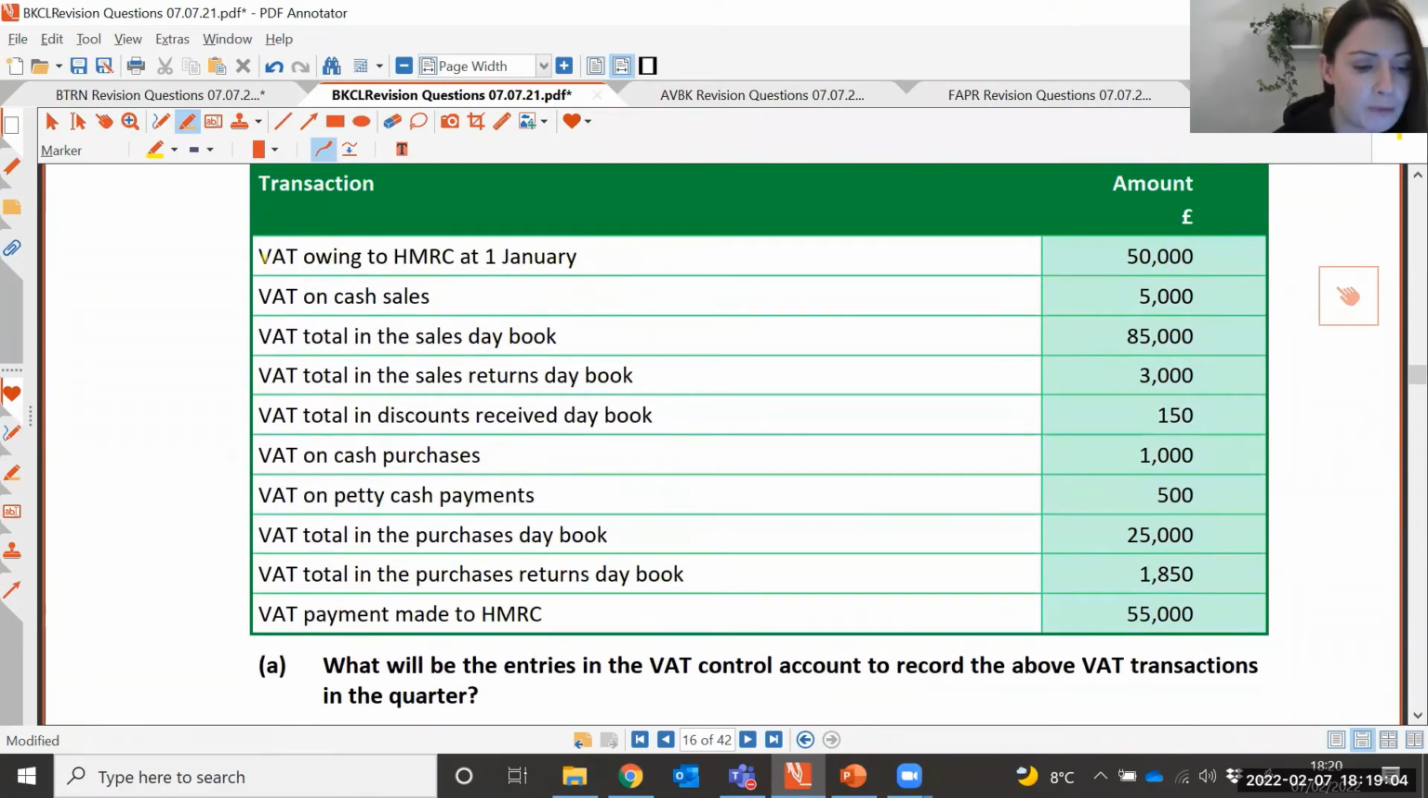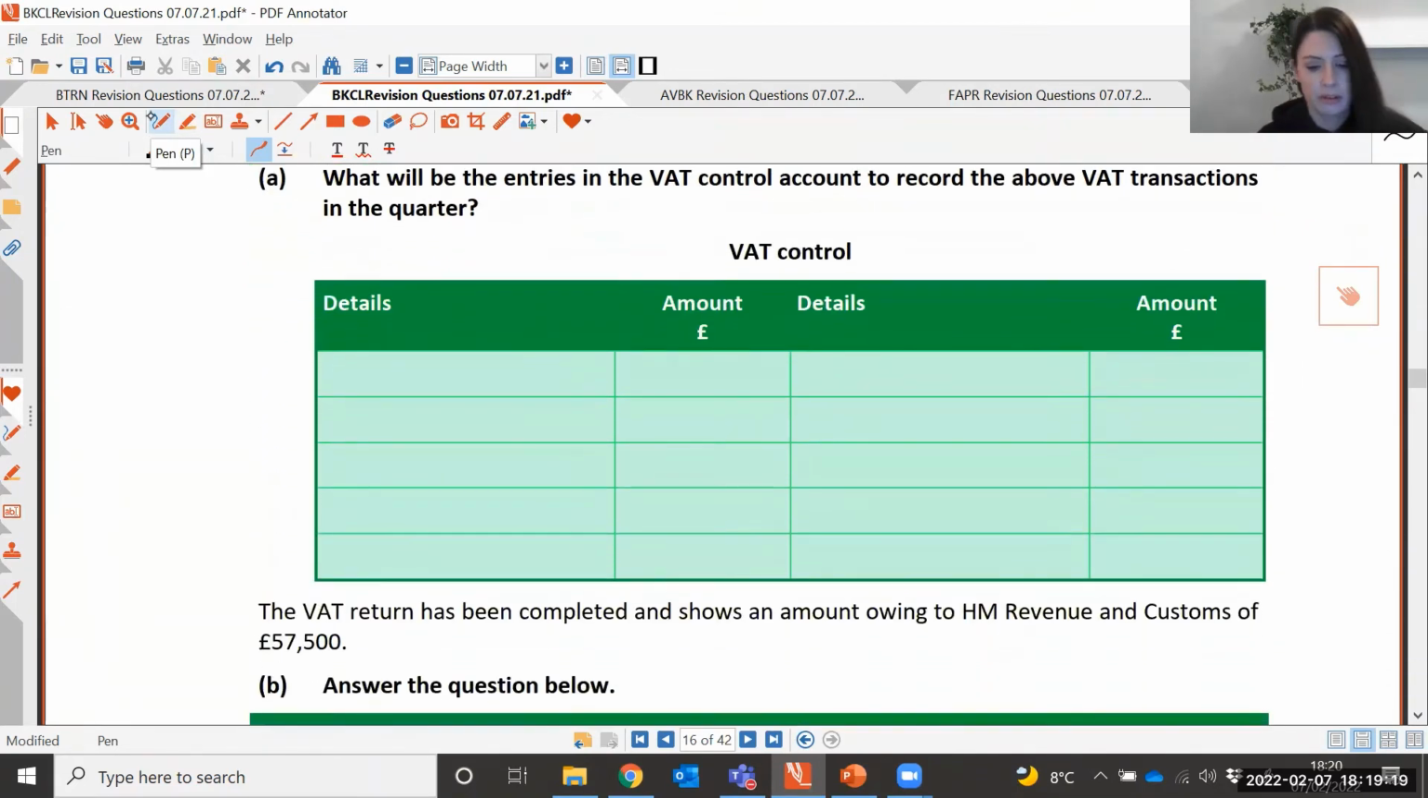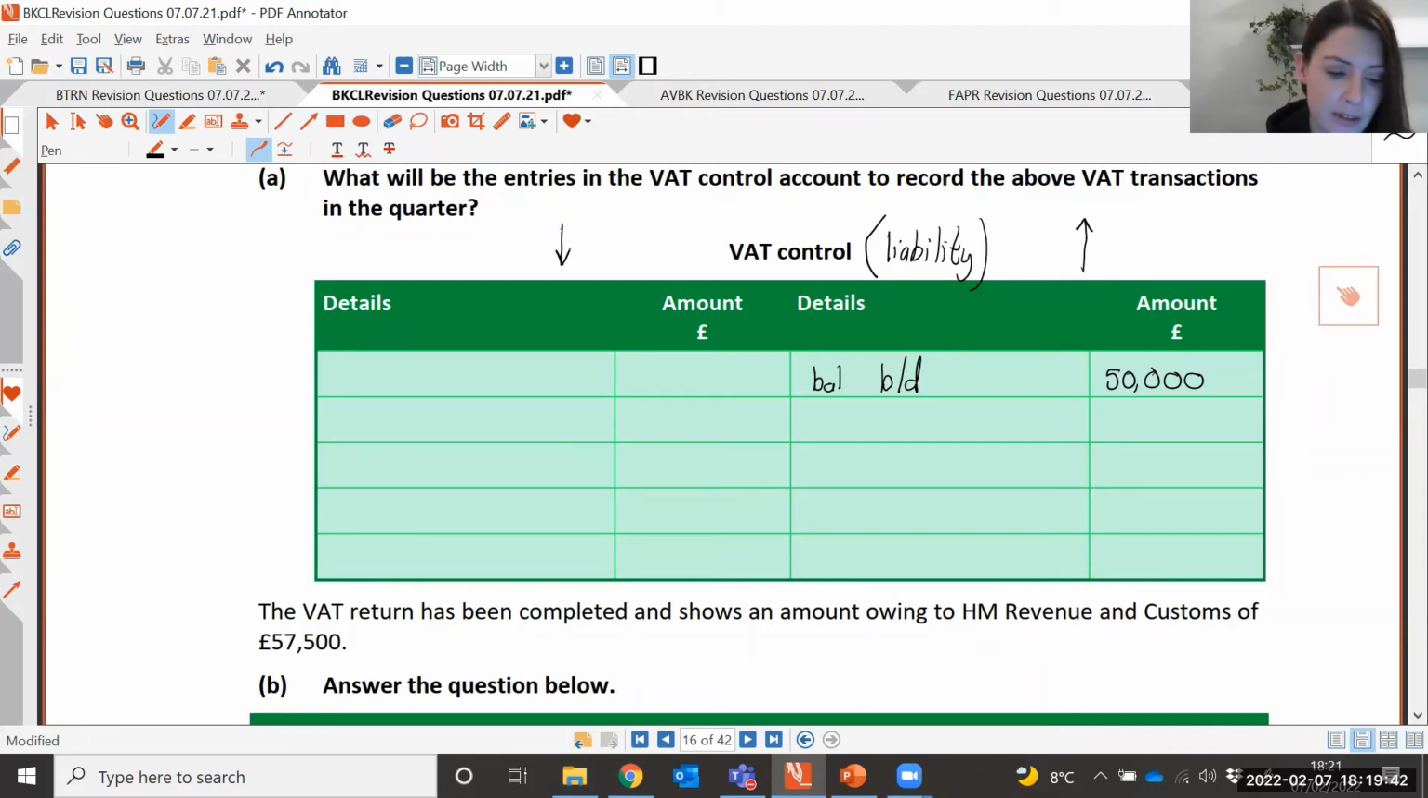So first of all, we have VAT owing to HMRC on the 1st of January of £50,000. So what side of the account would this go on? The credit side, good. Yes, it's owing to HMRC. So it's a liability. It's a liability account. If the liability is increasing, it's a credit. If it's decreasing, it's a debit.